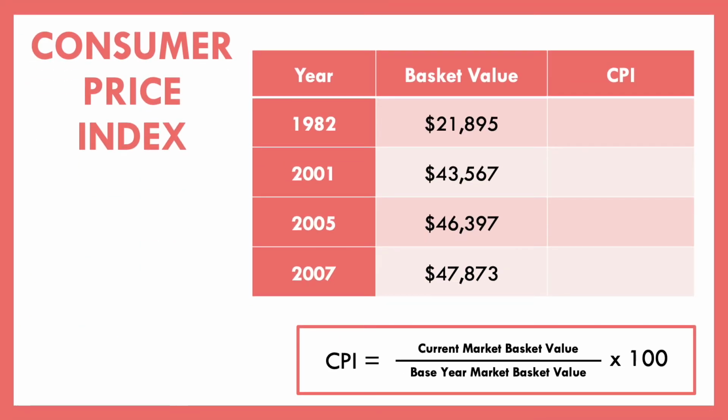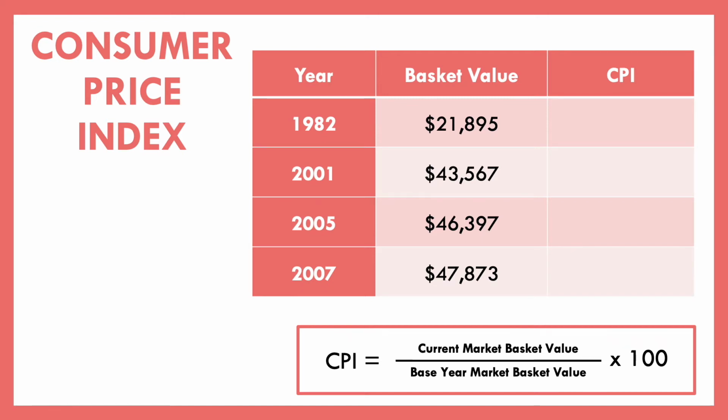What I've done is I've given you some hypothetical market basket values for a couple different years: 1982, 2001, 2005, and 2007. Well, if we want to find out what the CPI is in a given year, we're going to use that formula down below. So let's first solve what it is in 1982.